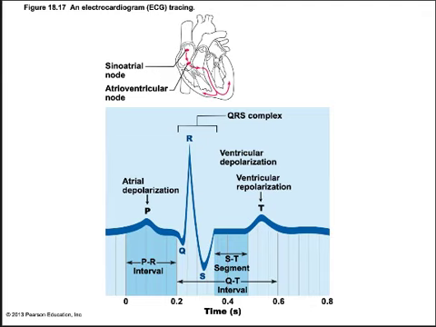Now what's happening in each of these segments? Well, atrial depolarization leads to atrial systole, and that's going to happen about here. The QRS complex leads to ventricular systole, which is going to occur about here, as well as atrial diastole, which is occurring in the same physical location.